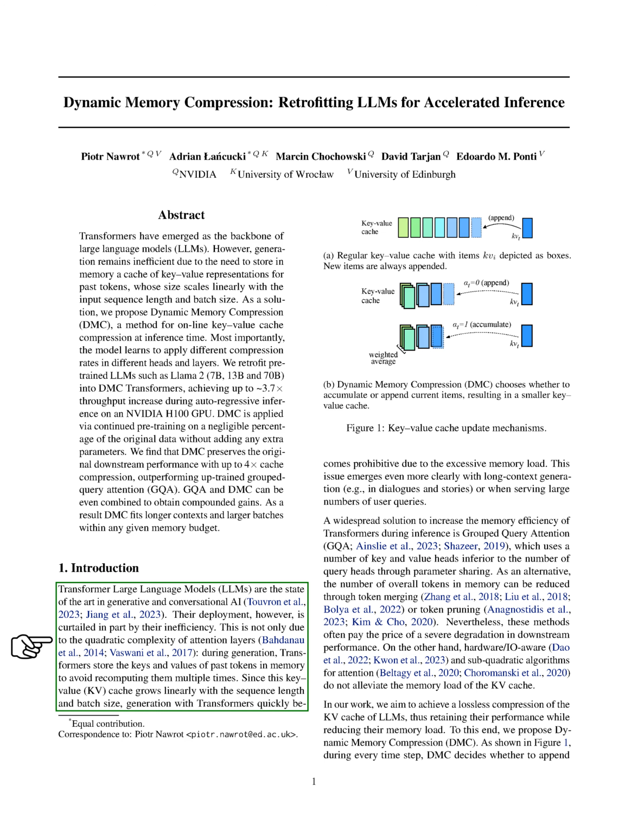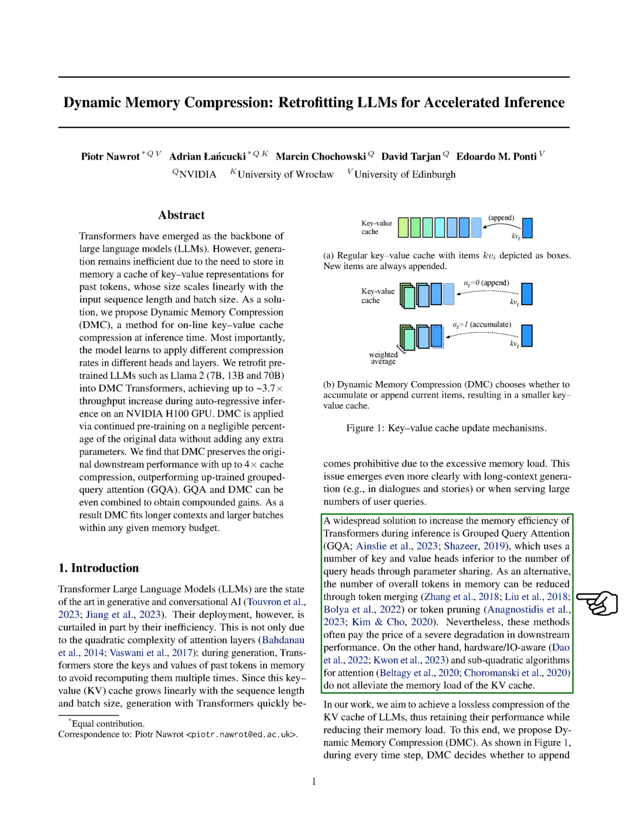This key value, KV, cache grows with the sequence length and batch size, making generation with transformers memory intensive, especially for long context generation or serving many user queries. To address this memory efficiency issue, grouped query attention, GQA, is commonly used, which reduces the number of key and value heads compared to query heads through parameter sharing. Other methods like token merging or pruning aim to reduce the number of tokens in memory but often lead to decreased performance in downstream tasks.